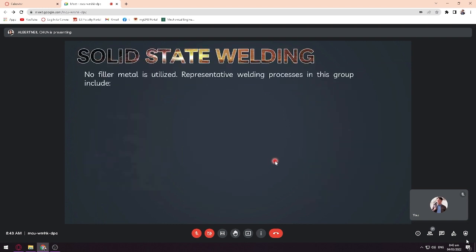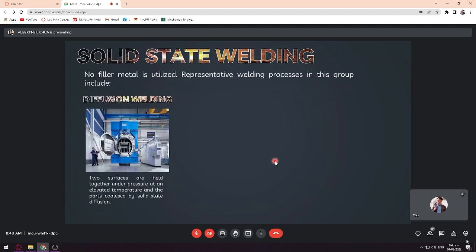For the solid state welding naman, no filler metal is utilized. And under solid state welding, we have the diffusion welding, in which under pressure yung metal natin at elevated temperature also. So doon nangyayari yung diffusion natin, yung solid state diffusion natin, in which magko-combine or magsasama yung dalawang metals natin.